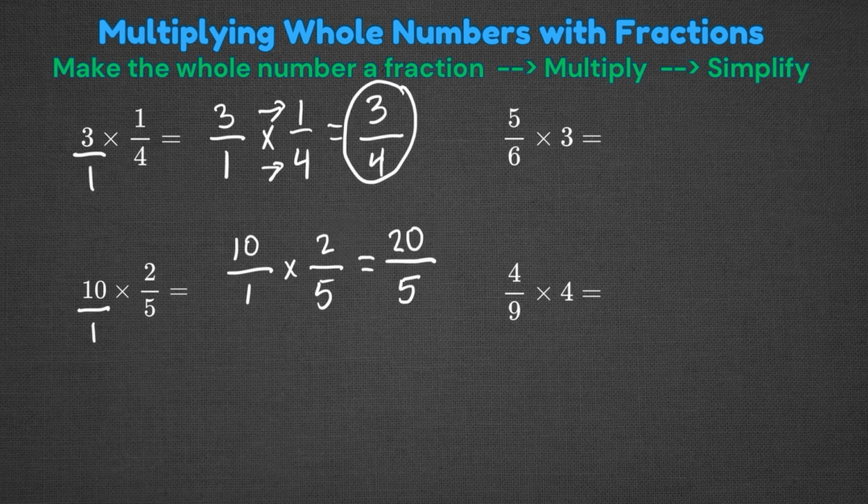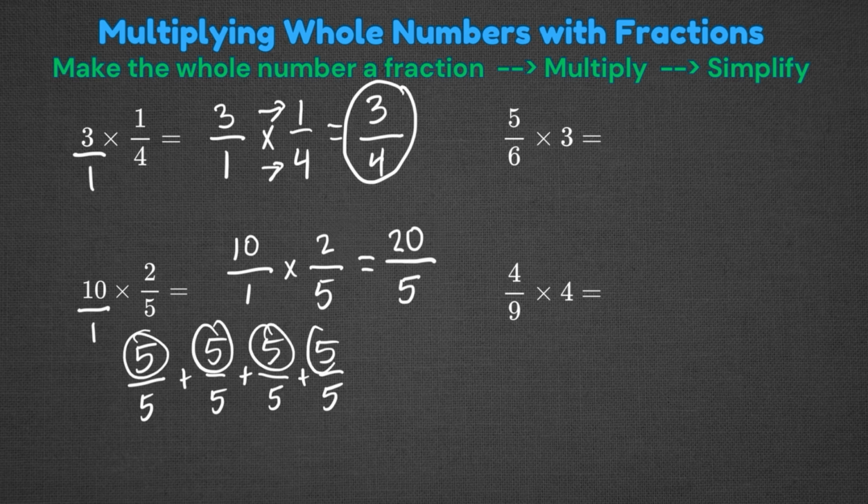20 over 5. Now this is an improper fraction, and I have a video on turning these into mixed numbers. But let me just give you a quick little heads up here. What we're thinking about when we have 20/5 is I want you to think about the fact that you have 5/5 and you have another 5/5 and you have another 5/5 and you have another 5/5. That's the same thing as 20/5. You have 5, 10, 15, 20.